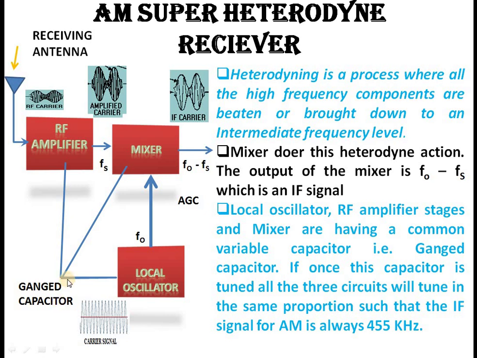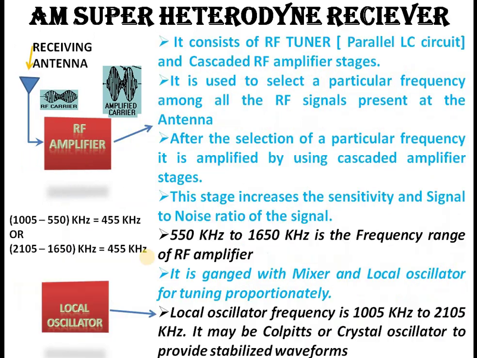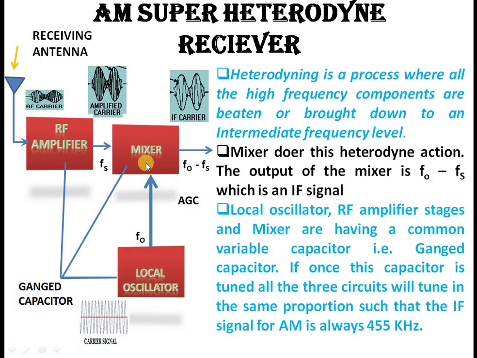When we tune this ganged capacitor, its capacitance is varied, and it is given to the three circuits. All the tuning circuits are varied in the same proportion. Hence, whatever the frequency range, 550 to 1650, whatever frequency we select between the local oscillator and RF amplifier, the mixer is able to provide only 455 kHz at the output.